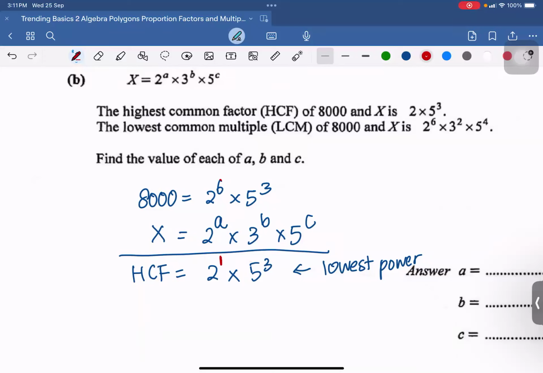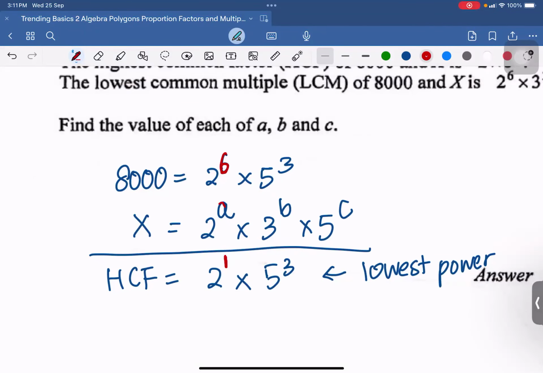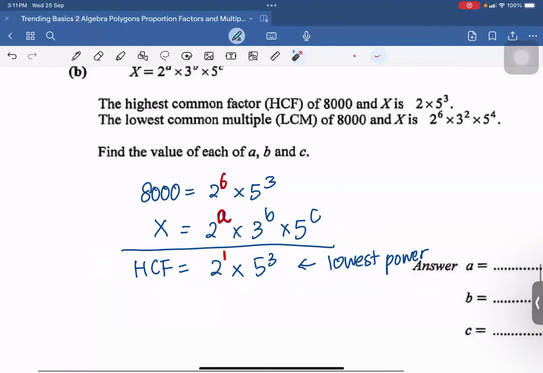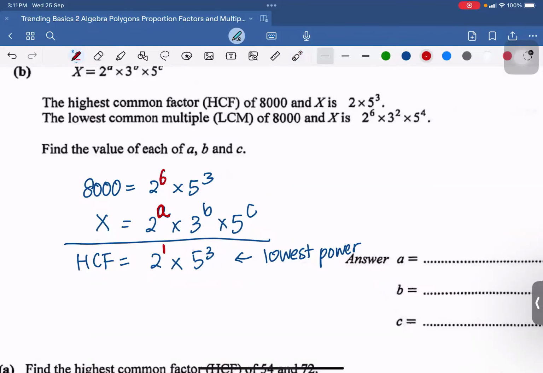They already gave you that power for 8,000, the 2 has power 6. What will be this power for A? The smallest power is power 1. This is 6, so A can only be the smaller one. A will have to be power number 1. Can you understand this one?